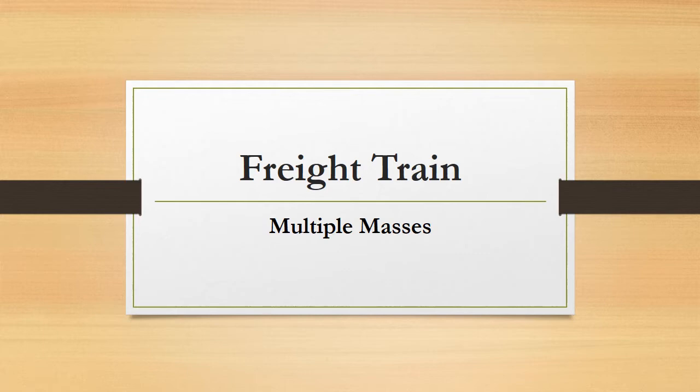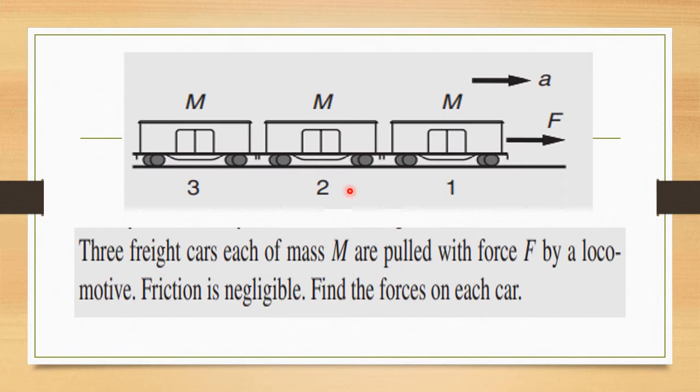Okay. So here we will be dealing with materials having multiple masses. So consider these three compartments of the freight train. Each has a mass m and it is pulled by a force F along this direction. This is the direction of the acceleration. So three freight cars, each of mass m, are pulled with force F by a locomotive.